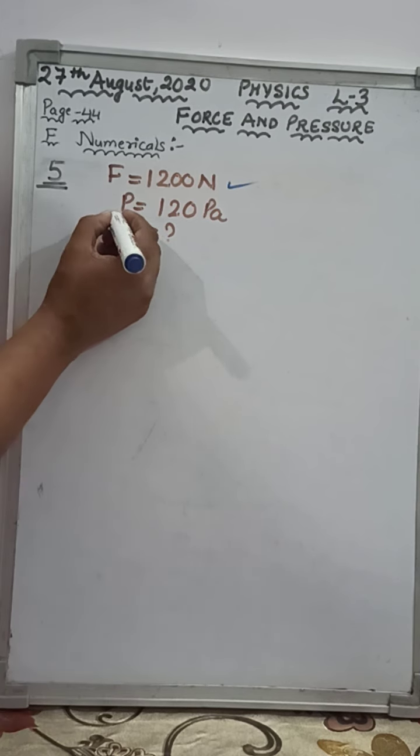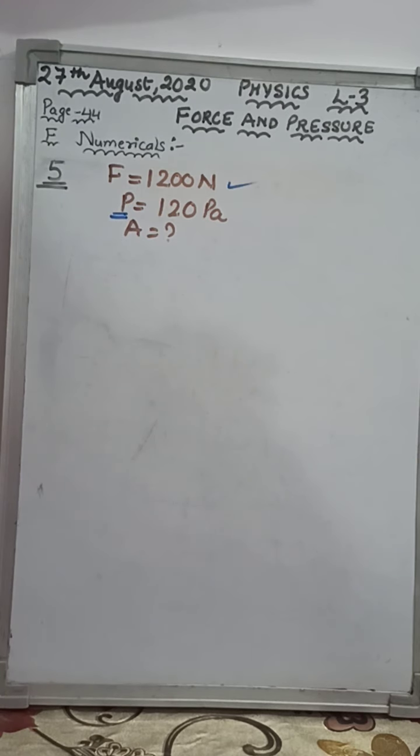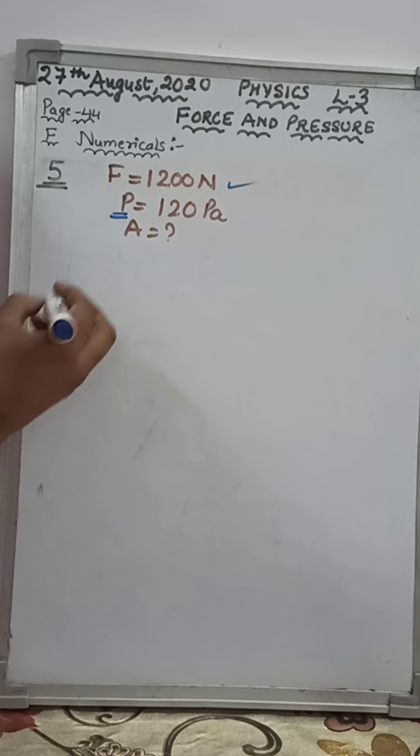Now numerical number 5. It says that a motorcycle weighs 1200 Newton. F is given to us. Clear? If the pressure exerted on one tire is 120 Pascal. This is the pressure exerted on one tire. We have to find the area of the tire in contact with the road.